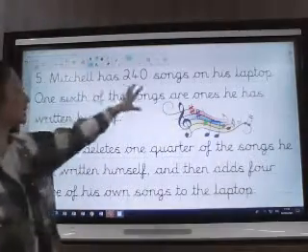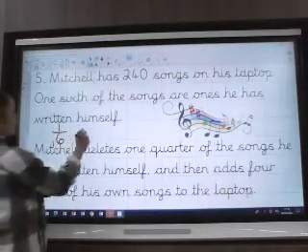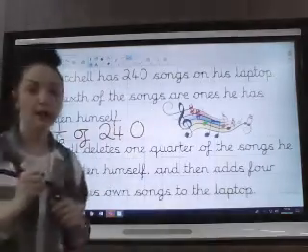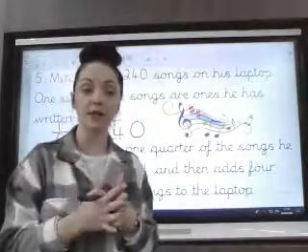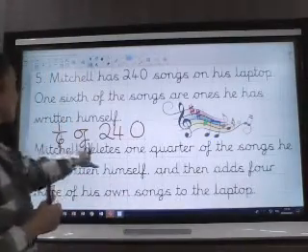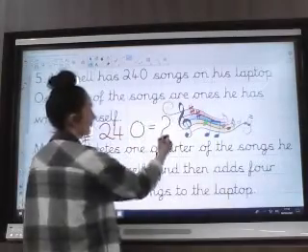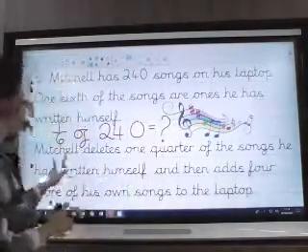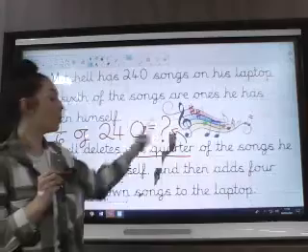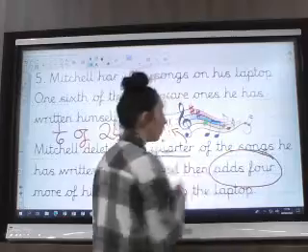Okay, so first of all then, you're going to have to work out how many he had originally. So it was 1/6 of the songs he has written himself. So the first thing you need to do is 1/6 of 240. Okay, and that will tell you how many songs he had written originally before he deleted any. Mitchell deletes 1/4 of the songs he has written himself. So once you've got this here, you then need to find 1/4 of that number. Find 1/4 of that number, and then once you've got that, you need to add 4.